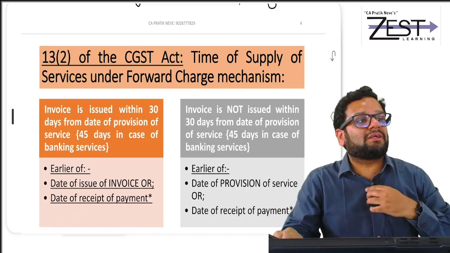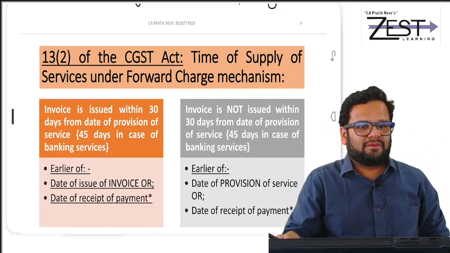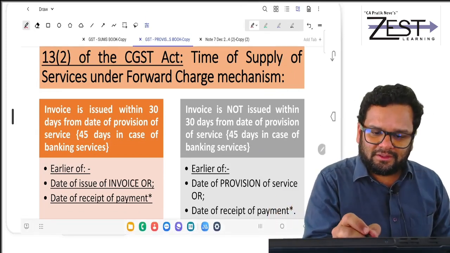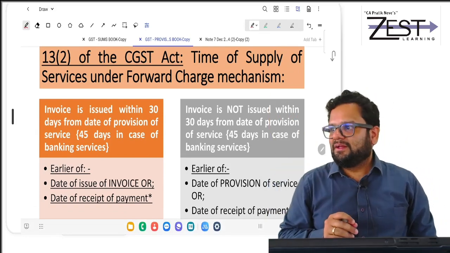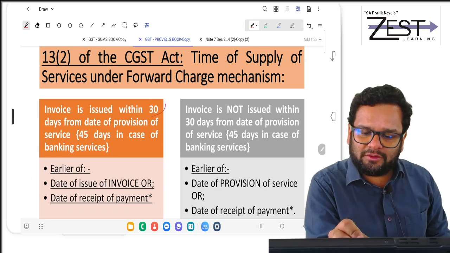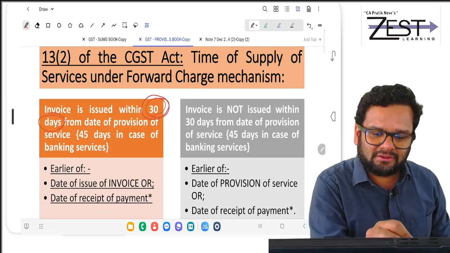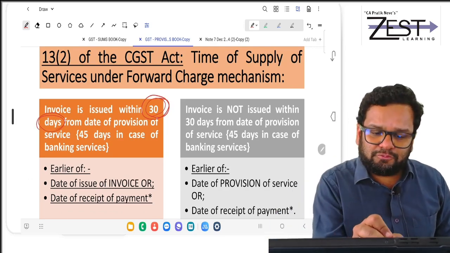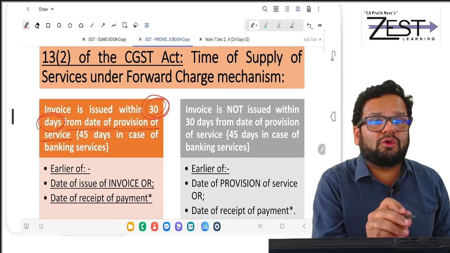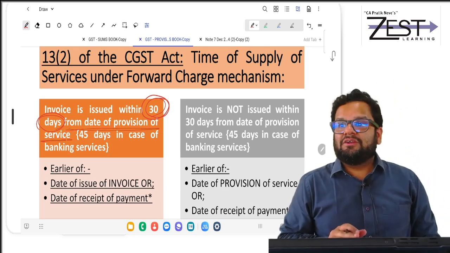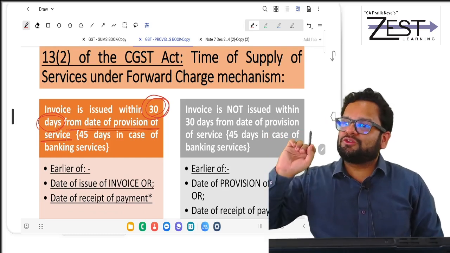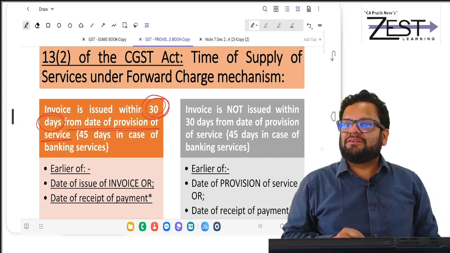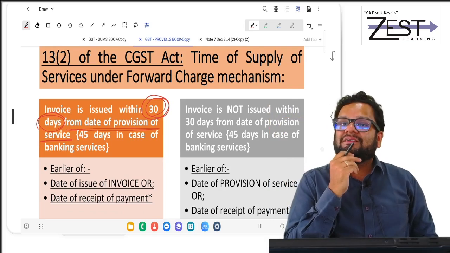So within what time should I make invoice? It is given in the rules that for service, invoice should be made within how many days? 30 days from date of provision of service. Means what? You are a CA. You sign tax audit report. Suppose you sign tax audit report on 30 September. Then you should make invoice by 30 October.